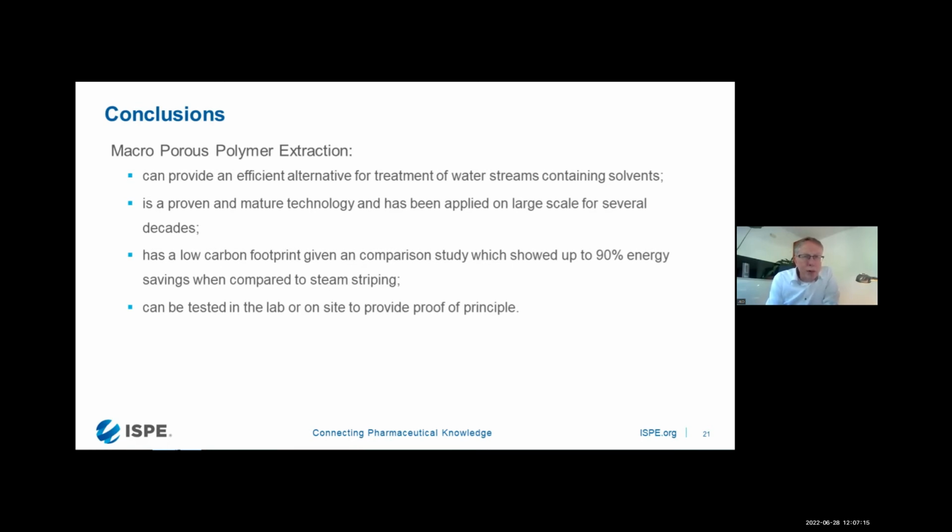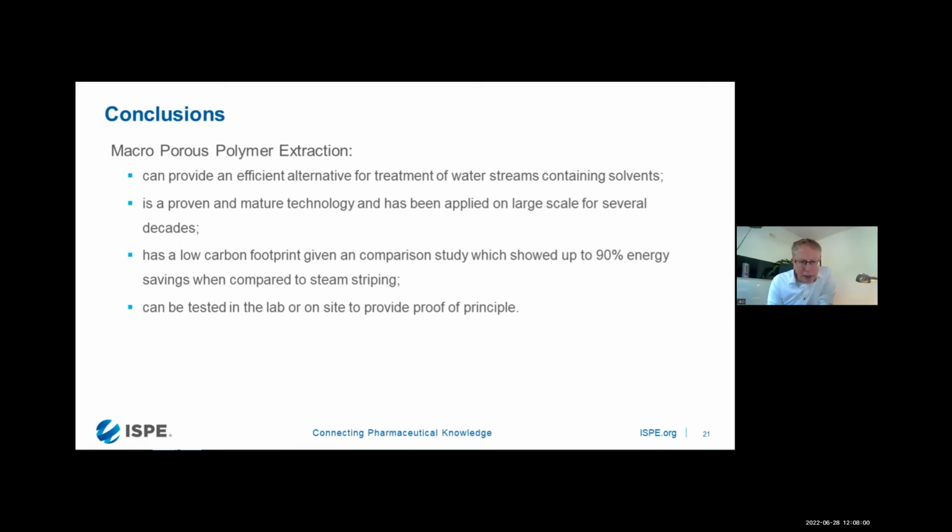If you compare it with some of the alternative technologies, in particular distillation and steam stripping, then the energy efficiency is much higher. We did a comparison study for an application, not in the pharma, but in the petrochemical industry, where we showed that we could have up to 90% of energy savings when compared to steam stripping. So this has been a hot topic for a lot of companies, both inside pharma and outside pharma, in order to meet their sustainability goals.